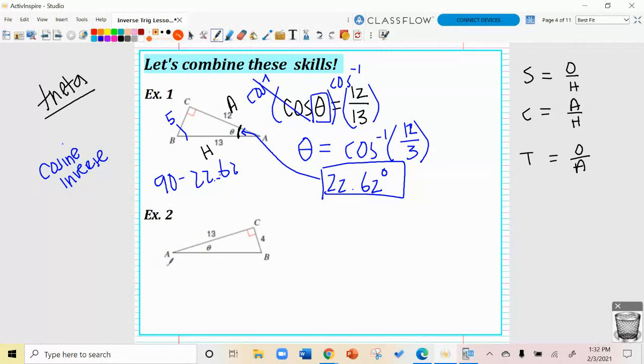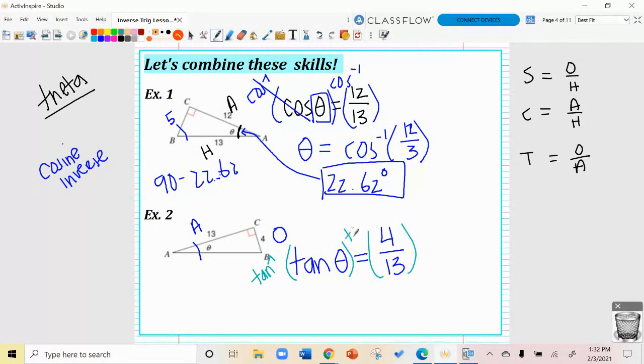Okay. Let's do this next one, right? So let's see. I know I'm finding an angle, so I'm going to have to use inverse. So this is my reference angle. This is hypotenuse. I don't need that. So I've got opposite and adjacent. So I'm using tangent. So tangent of theta equals opposite over adjacent. And then just like we did before, let's take the tangent inverse of both sides. That's going to cancel, and I'm going to be left with just theta.